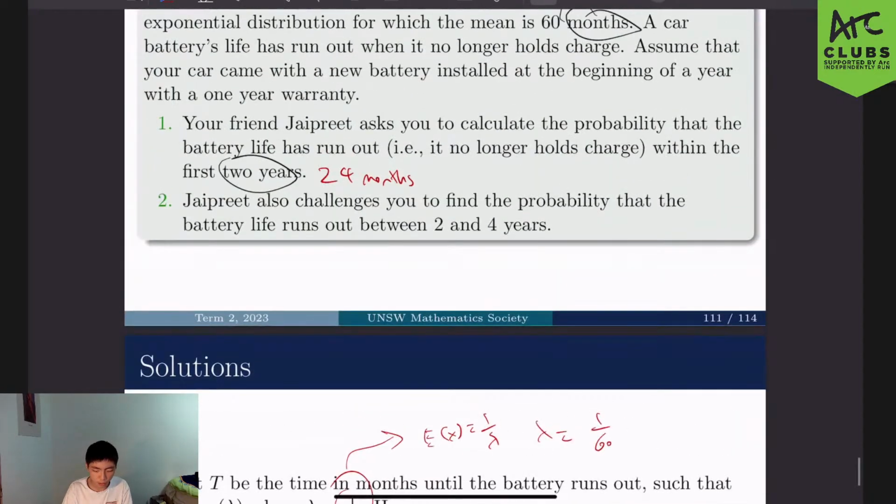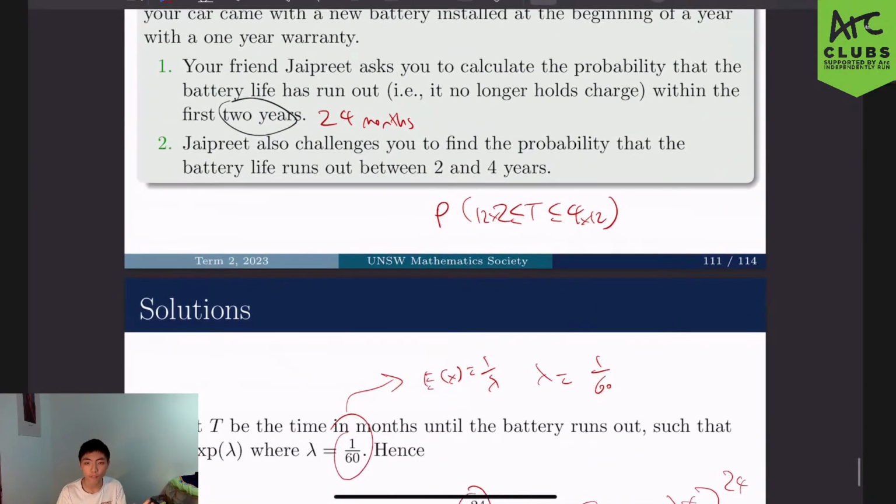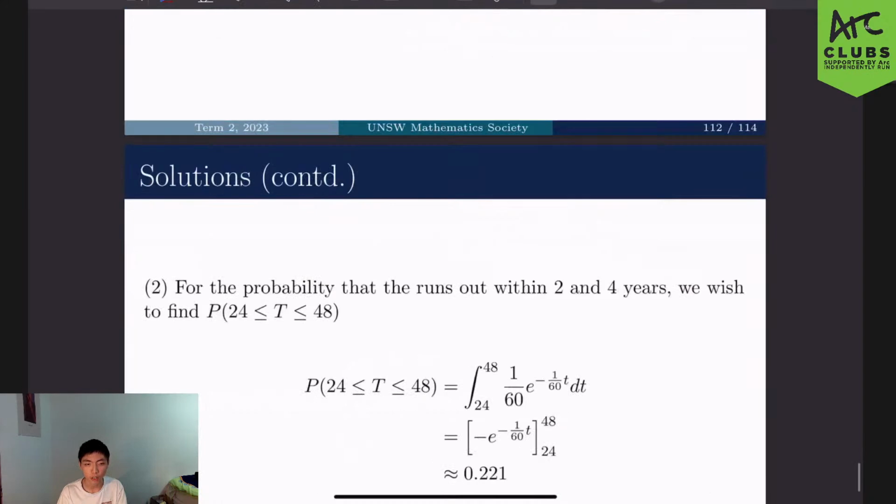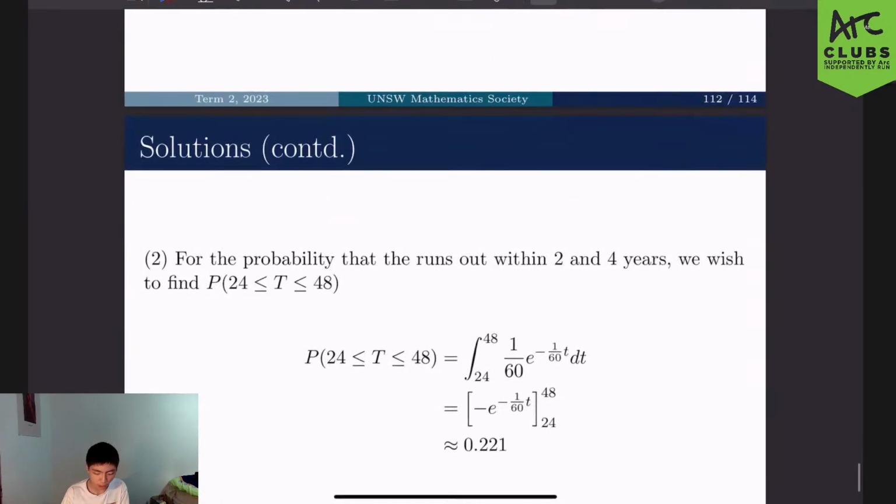Okay, next one, we need to find the probability that it runs out between the 2 and the 4 years. If we want to find it between 2 and 4, then P would be T between 2 and 4, exactly as it says, right? But we need to multiply by 12 because this is in years, but we want to find the months. So what we're actually looking for is a probability that is between 24 and 48 months. So that's what we have right over here. And we do exactly the same integral here, sub in the bounds, and we get 0.221.